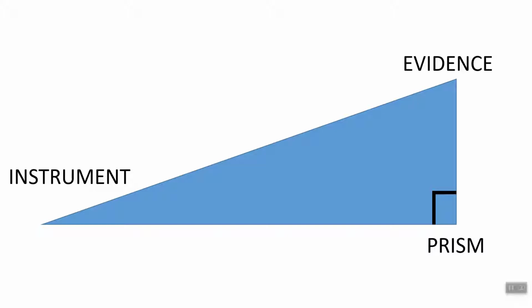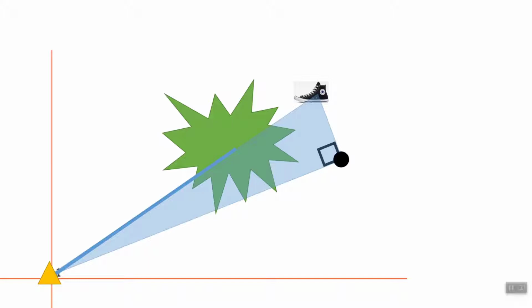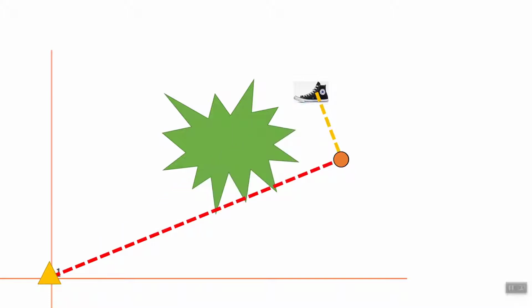One of the important things is that you're going to worry about a right angle. So the instrument, the evidence, and the prism are going to be at a right angle from the evidence to the instrument. So here's an example. Here's that tree from the top down. So we can't shoot that Converse shoe. So we're going to place the prism at 90 degrees from the shoe to the instrument. We're going to measure that working position, and then we're going to apply an offset to the location of the piece of evidence.